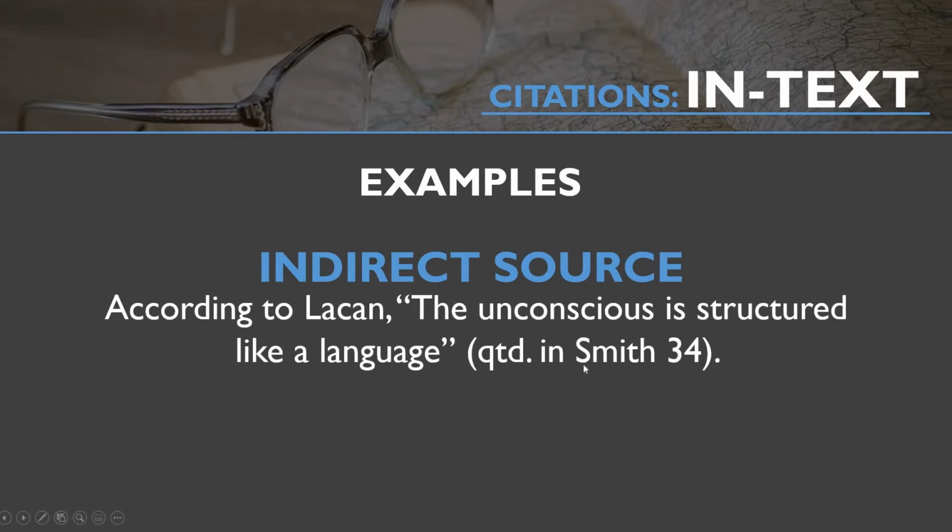And lastly, we come to the indirect source, which is a little confusing. The idea here is, let's say Smith wrote a book, and in Smith's book, he uses a quote from Lacan. Well, we want to give credit to both authors, so we first use a signal phrase to give credit to the author who said the quote. And then we give credit to the author who wrote the book. And the way we do that is by putting quoted in Smith, quoted in the last name of that author. And you'll see quoted is abbreviated with a period here, and just like all the other citations, we include our page number at the end.